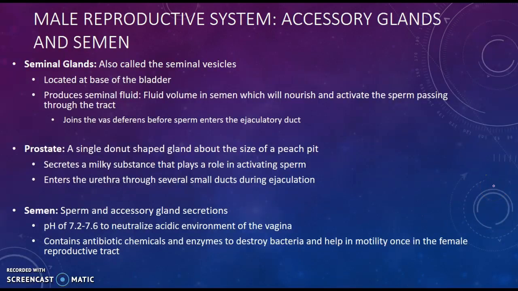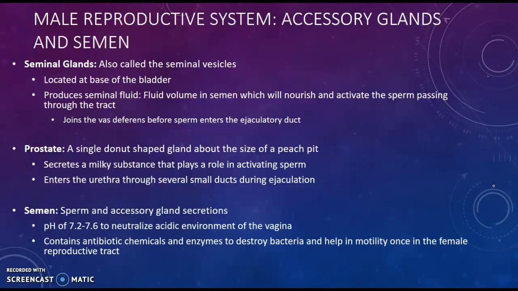Okay, there's a few glands we need to talk about. First is the seminal glands, or the seminal vesicles. These are located at the base of the bladder, and this is what produces seminal fluid. So basically, this helps nourish and activate the sperm as they're passing through into the vas deferens and into the urethra.